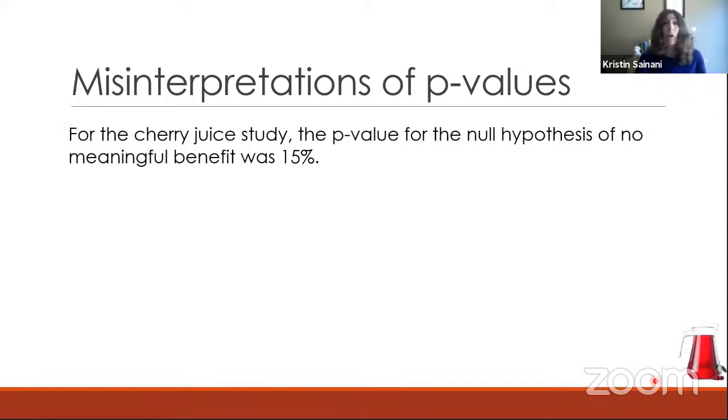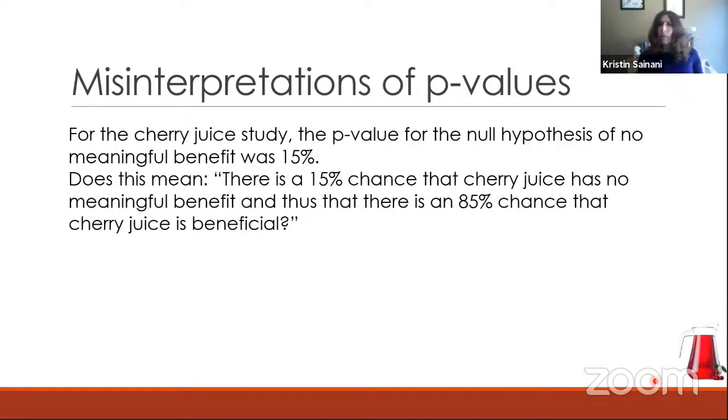Just as an example, for that cherry juice study, remember that we tested the null hypothesis of a meaningful benefit for cherry juice, and we got a p-value of 15%. So does that mean that there's a 15% chance that cherry juice does not have a meaningful benefit, and thus that there's an 85% chance that cherry juice is beneficial? No, that is not what that means. That is an incorrect interpretation of a p-value.